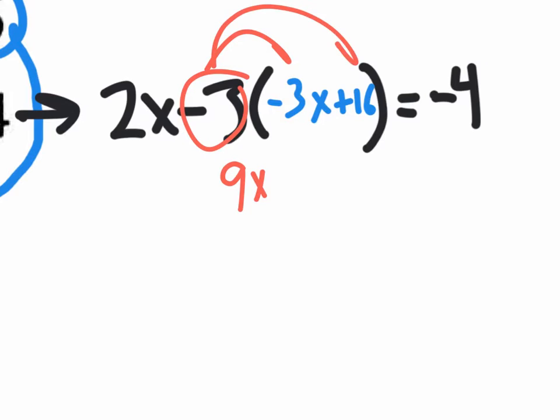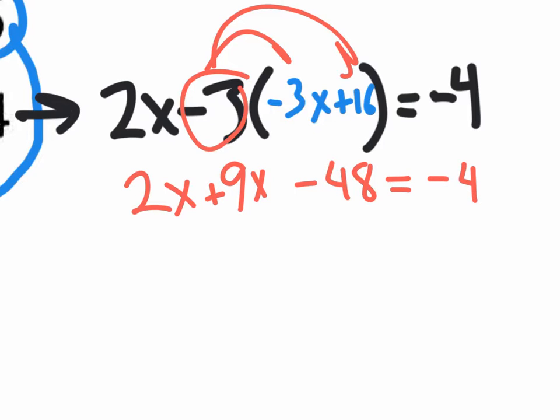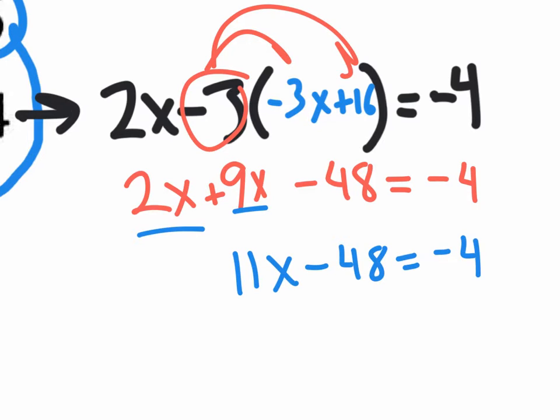And now let's actually solve this by distributing: negative 3 times negative 3 is positive 9x. Negative 3 times positive 16 is negative 48. And let's bring down the 2x right in front. And that's obviously a positive 9x, so let me put a plus in front of it. We have the equal sign that comes down and the negative 4 over here. And now we have an equation that we could solve. Let's combine like terms. 11x minus 48 comes down, equals comes down, negative 4 comes down.